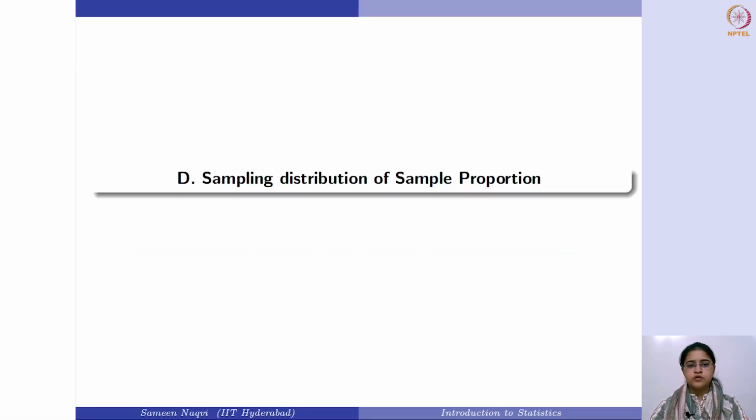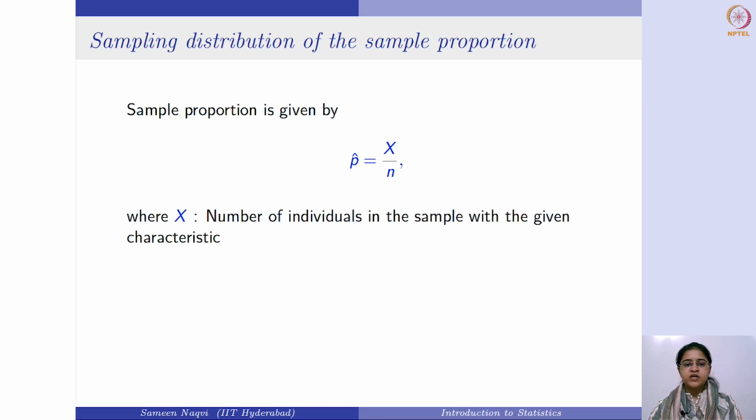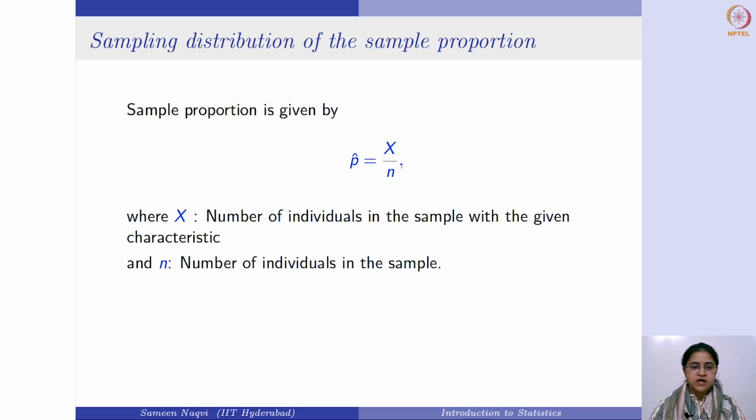So we now move on to the sampling distribution of sample proportion. We have seen for sample mean and sample variance, which are the summary measures for your numerical variables, and when we talk about proportion, we can deal with the categorical variables. So here the sample proportion is basically defined as x over n, where x is the number of individuals in the sample who have that characteristic, and n is the number of individuals. Okay, so proportion we calculate in this way only.